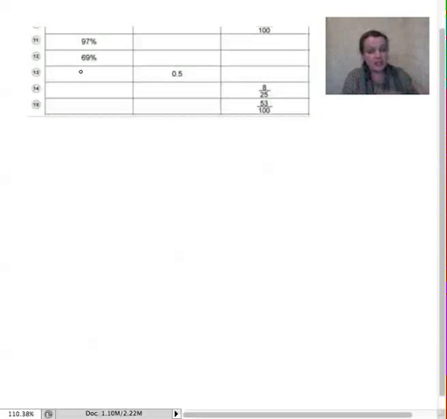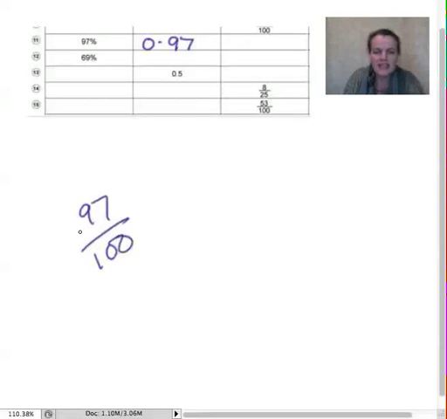97%, so that means 97 out of 100. So 97 out of 100 would be written as 0.97. And then as a fraction, 97 out of 100. Anything that goes into the numerator is the top number, and the denominator, the bottom number. Now, 97 is another one of those prime numbers, so that remains 97 out of 100.